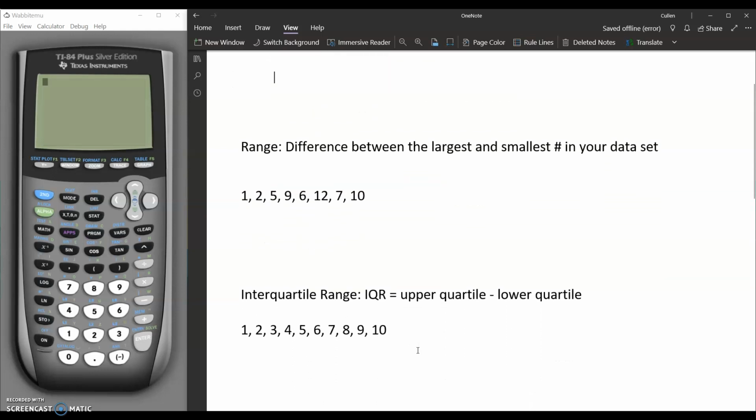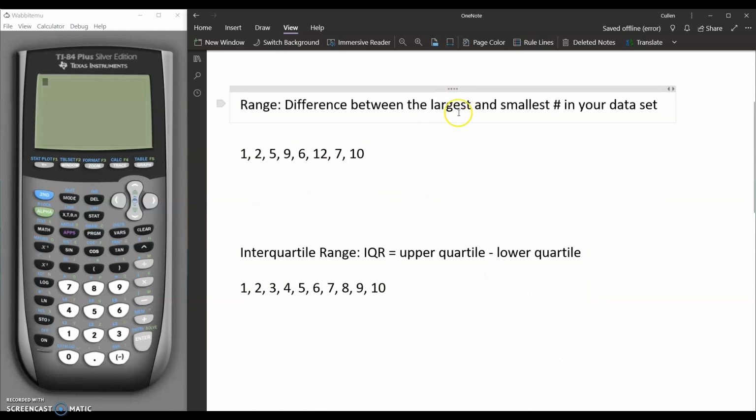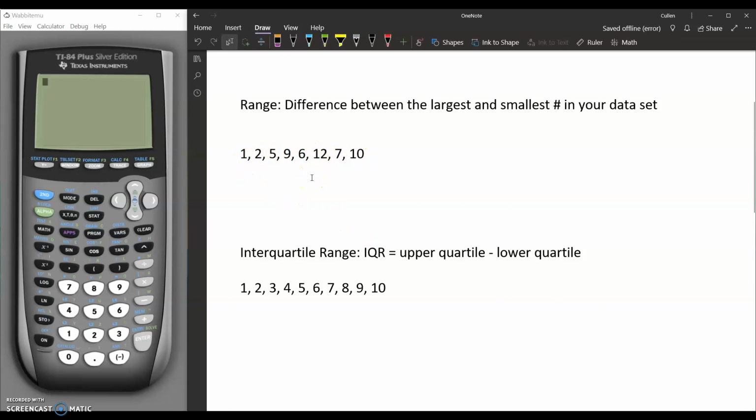So let's talk about the range really quickly. The range is just the difference between the largest and the smallest number in your data set. So for example here, you want to look for your biggest number. My biggest number is 12, and I want to subtract the smallest number, 1. If you subtract those two things, you get a range of 11. So range is very straightforward.